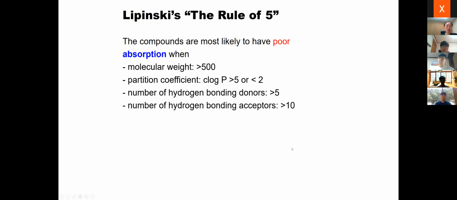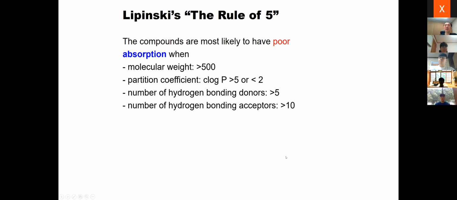To be a good absorption drug, or even any molecule to be a good absorber, molecular weight should be less than 500. Log P value less than 5, bigger than 2. Hydrogen bonding donor less than 5. Hydrogen bonding acceptor less than 10. So many of those numbers contain 5, 5, 5, 5 by 2, so sometimes this rule is called the rule of 5. Maybe the exact number was a little off, but to make it easy to memorize, he suggested these values.